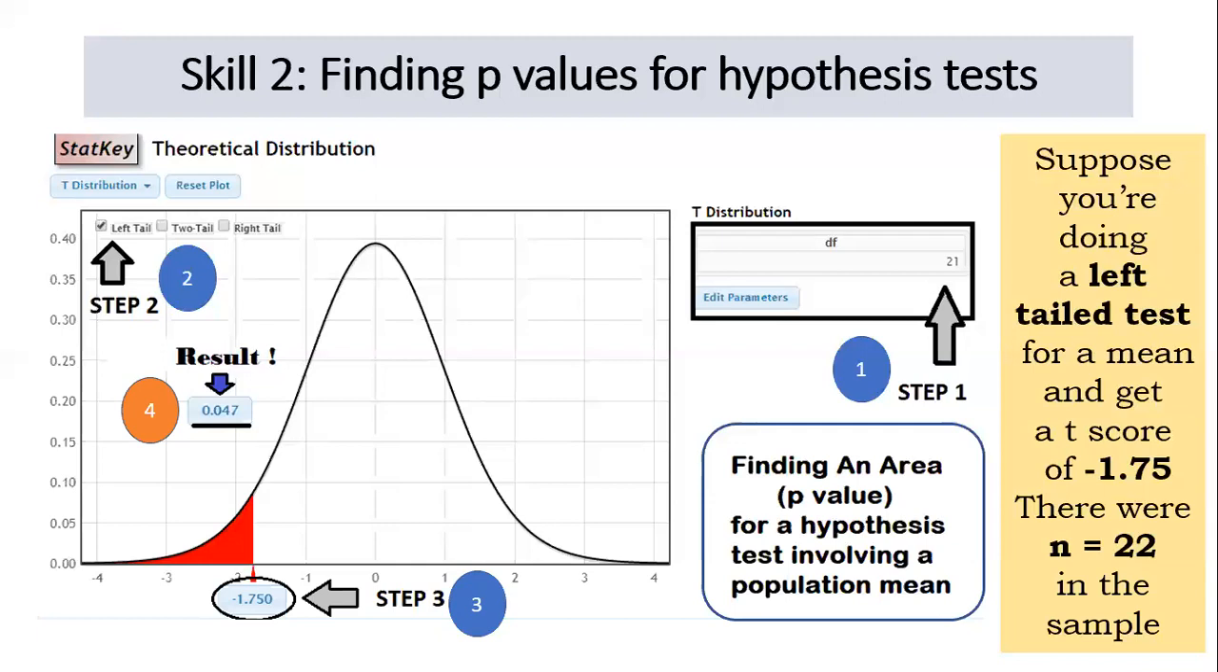So there you have it. We've looked at two key skills in this video: how to find t-star values that will help us compute the margin of error for confidence intervals, and how to find p-values, which are areas underneath the t-curve. I hope you found this video informative and useful as you go to work exercises and examples from your text.